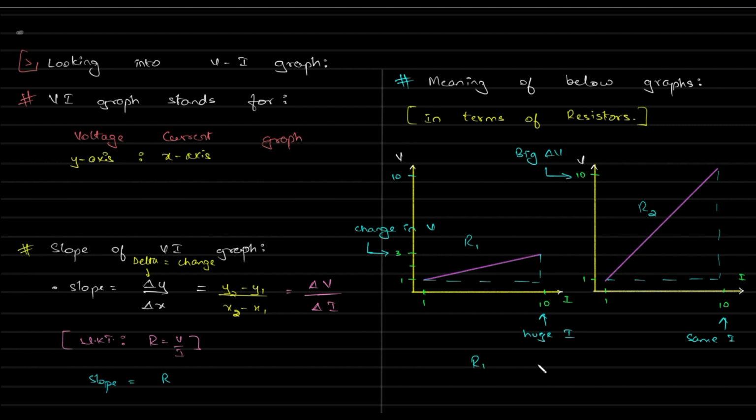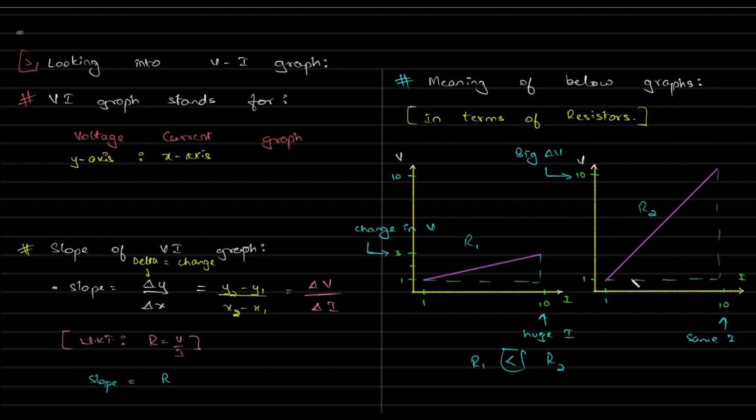R1, is it lesser than or greater than R2? It's lesser than R2. Or am I wrong? Think about it. Yes, this is correct. R1 is lesser than R2. Is it not? Because we have a small change in voltage and a huge current coming out. Means what? There's less resistance.